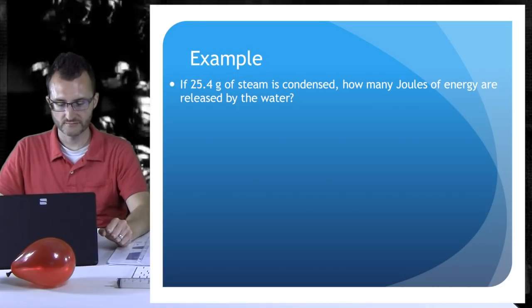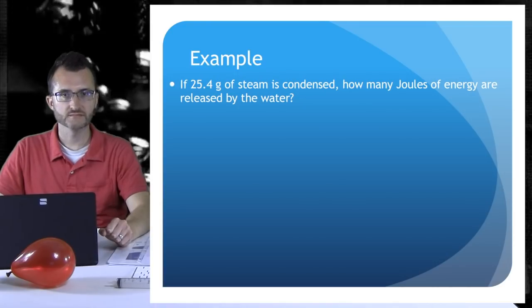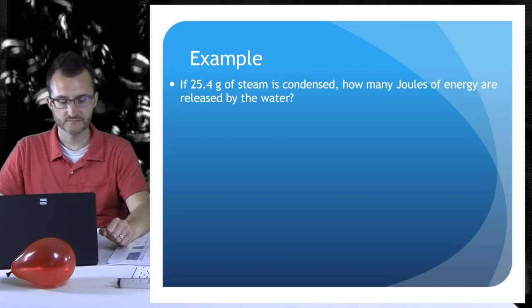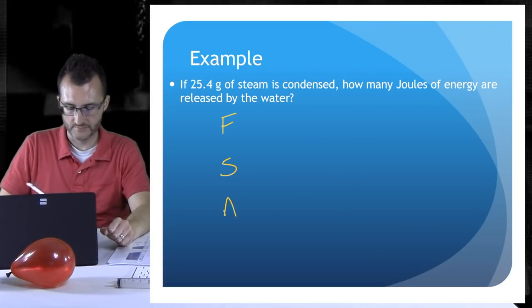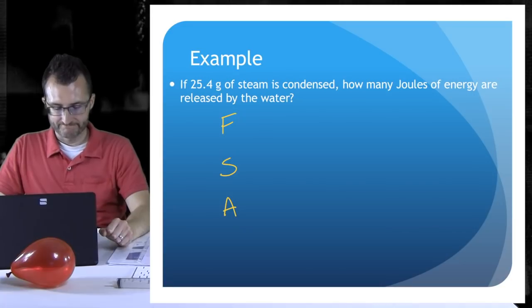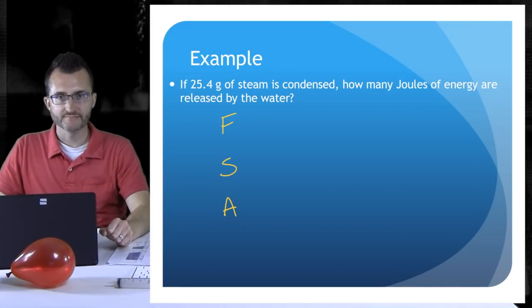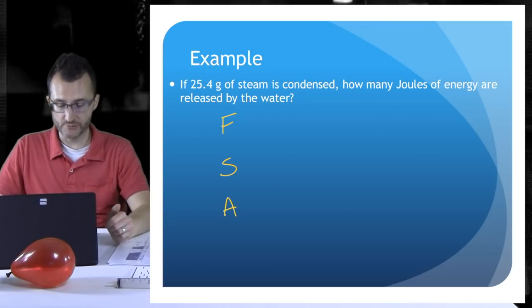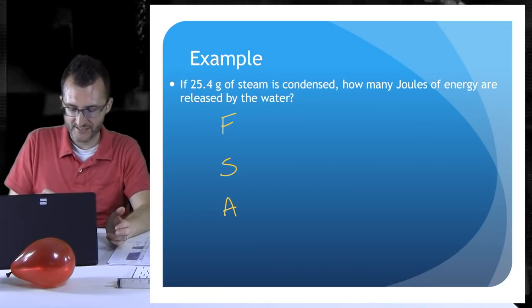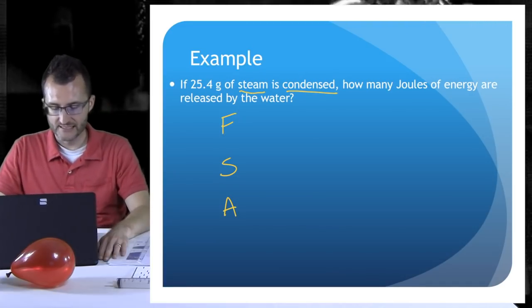So like all calculations we've been doing this year, if we're gonna use a formula, we're gonna use the steps FSA. So for F, we're gonna figure out our formula here. We have a few choices on Table T. What do we have as clues in our question that might tell us which formula to use? Well, I don't see any sort of temperature change, so I don't think it's Q equals mc delta T. In terms of the phase changes, I see that I've got steam and it's condensed.